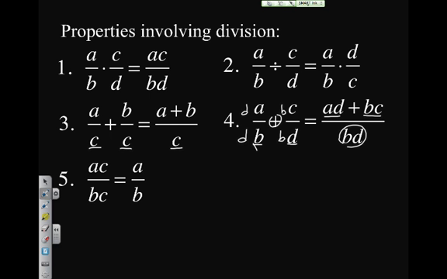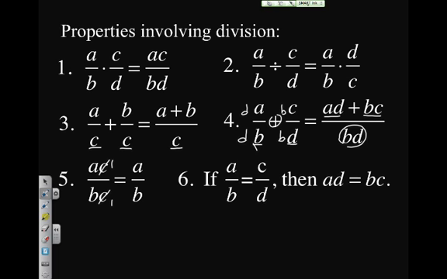If we have AC over BC, you think about factors. These common factors can cancel to ones, and A times 1 is A and B times 1 is B. And then finally, if A over B equals C over D, then we talk about cross multiplying. A times D will equal B times C, and that's true for any set of fractions that are equal to each other. These are proportions.